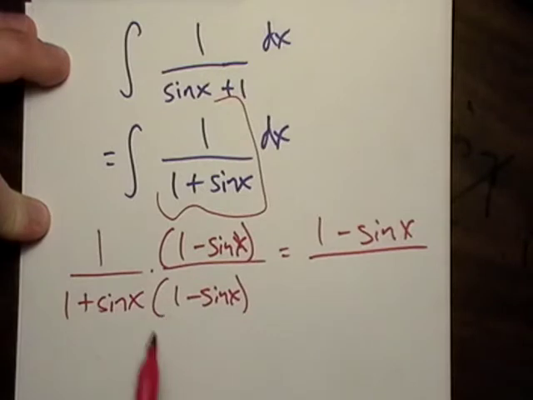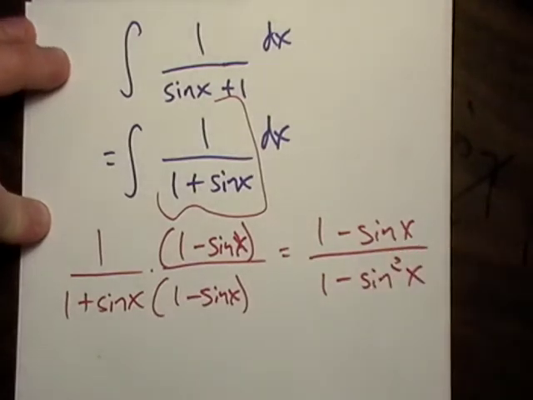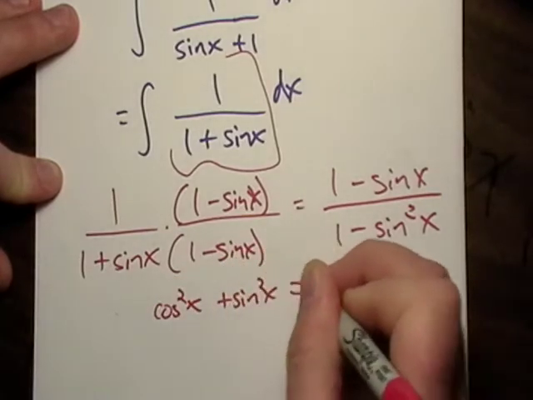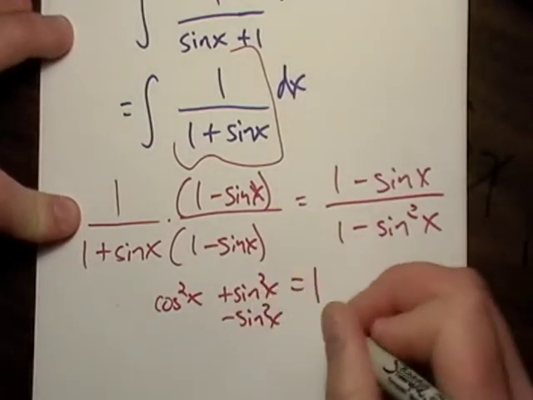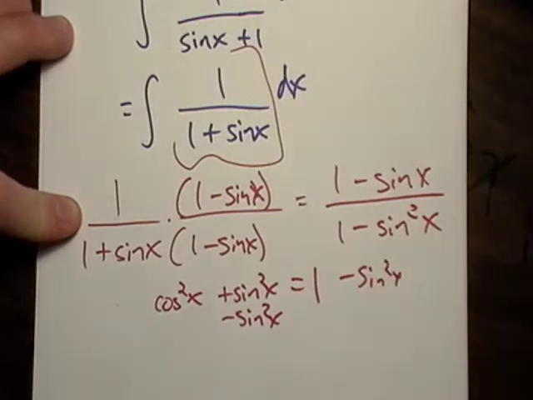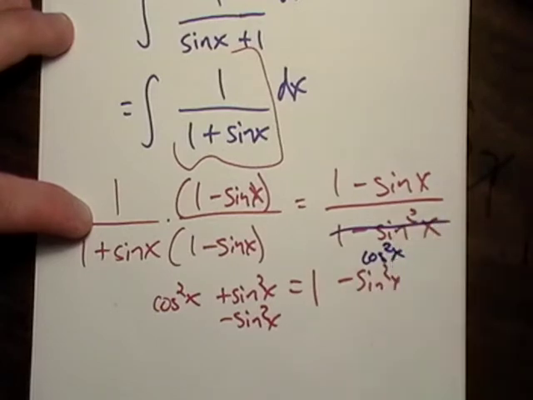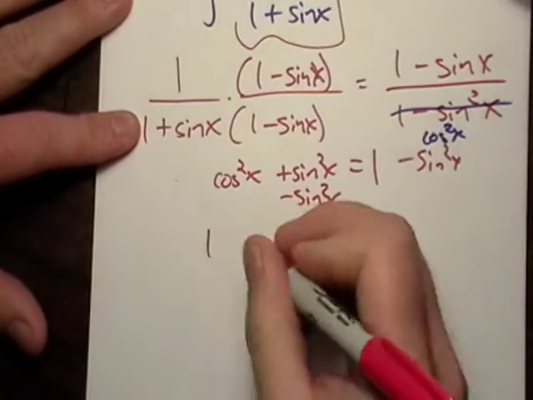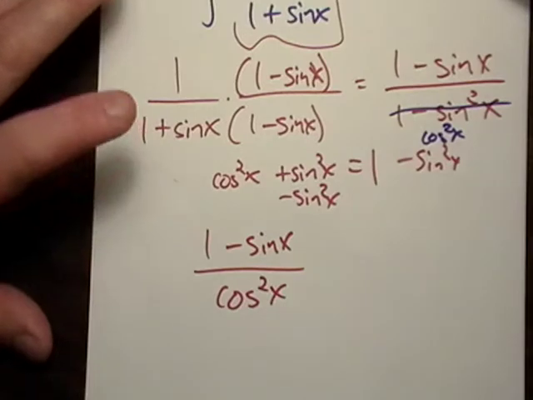We're just going to use the FOIL method, and you've got the opposites here, so that's going to be 1 minus sine squared x. If you think a little hard about it, cosine squared x plus sine squared x equals 1, the old Pythagorean identity. Subtracting sine squared x from both sides, this is going to be cosine squared of x. So let's write that down: 1 minus sine x over cosine squared x.